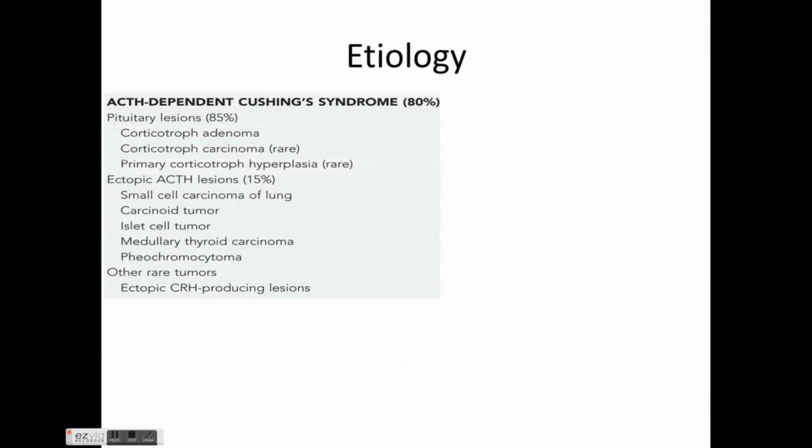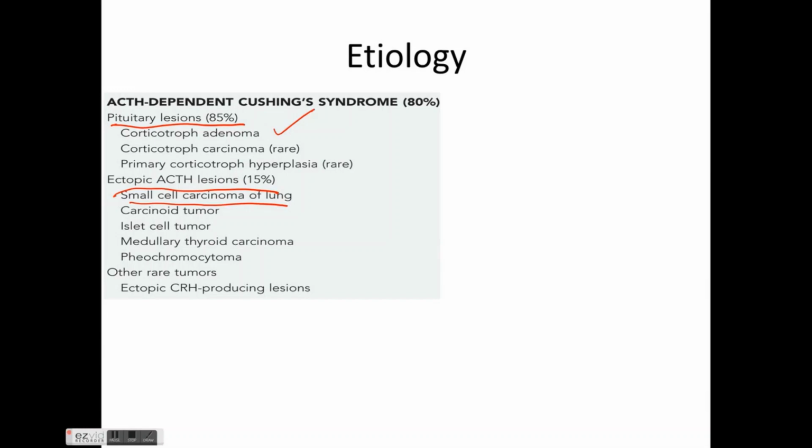Now, the etiology: we have the ACTH dependent Cushing syndrome, which can be due to pituitary lesions or which can be ectopic. Pituitary lesions form 85% of the cases, in which corticotroph adenoma is the most common. In rare cases, we have the carcinomas and the primary corticotroph hyperplasias. Ectopic ACTH lesions, we have the small cell carcinoma of lung.